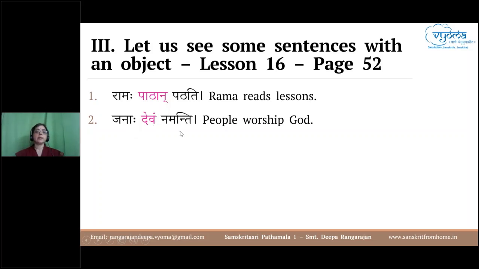Janaha Devam Namanti. People worship God. Whom do the people worship? God. So here it answers the question whom. So it is the object. So Devam is in Dvitiya. Devaha becomes Devam.